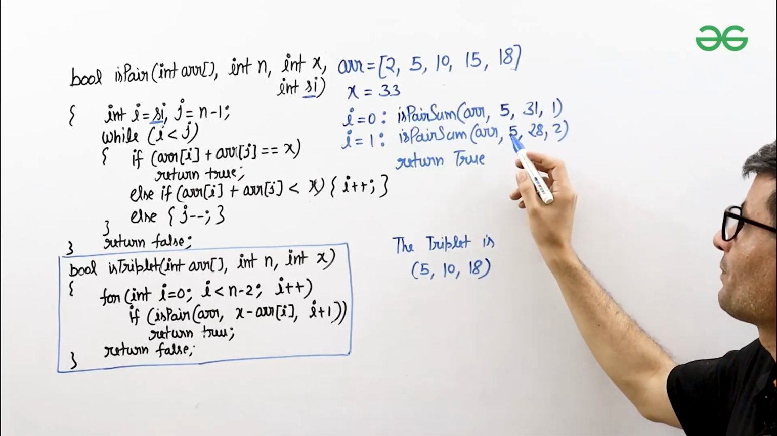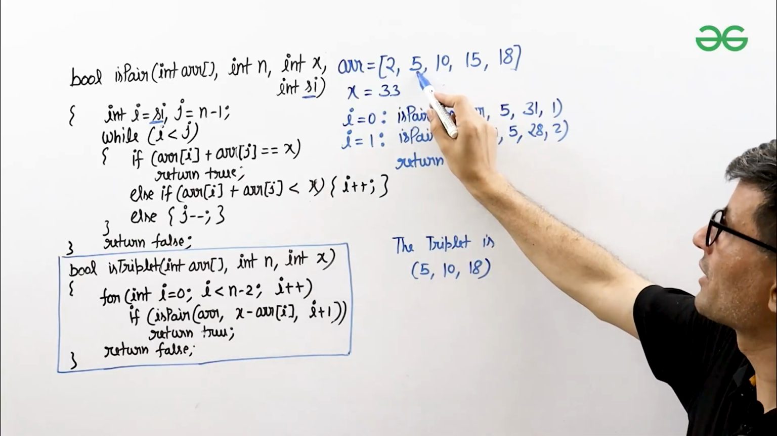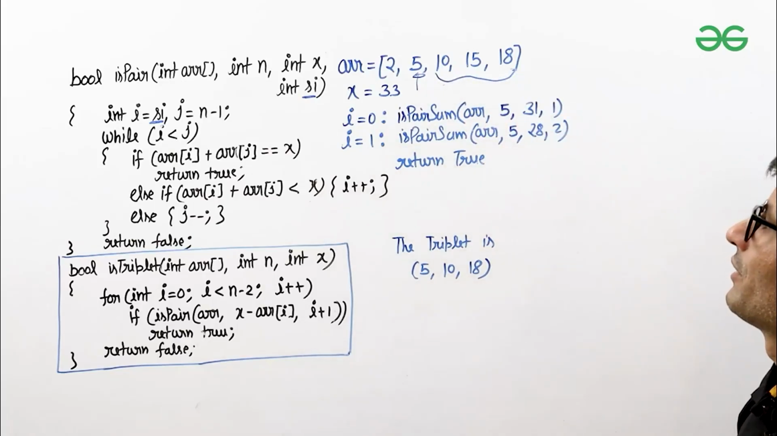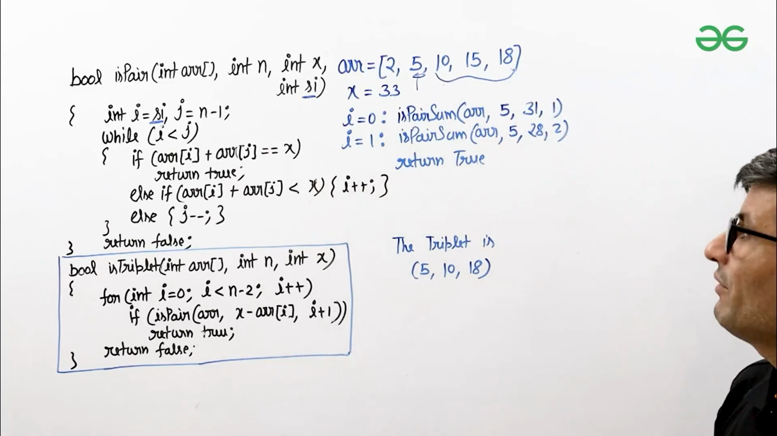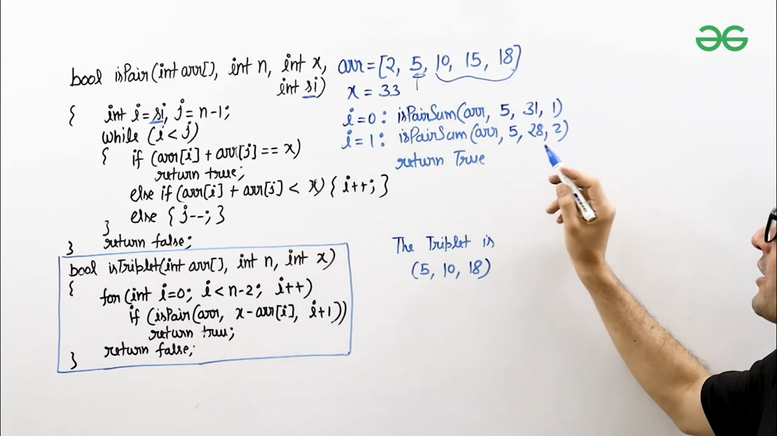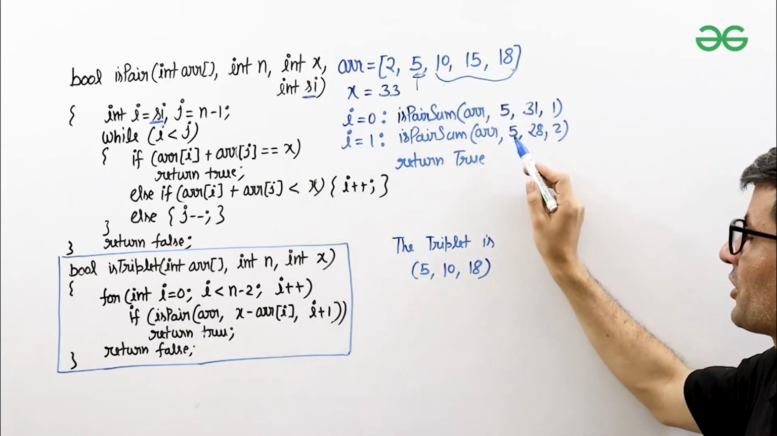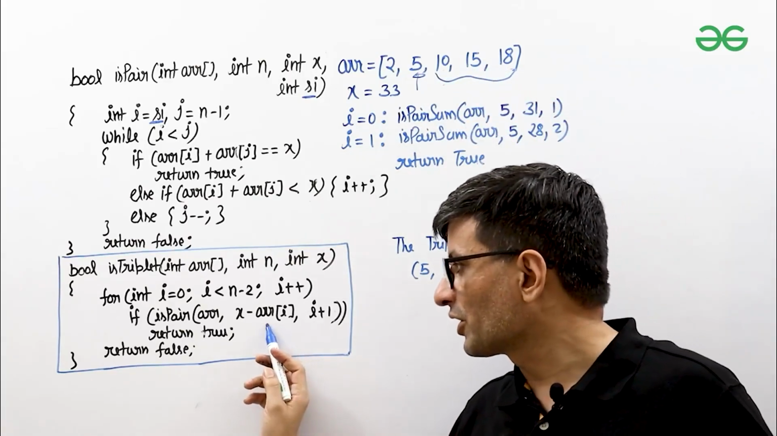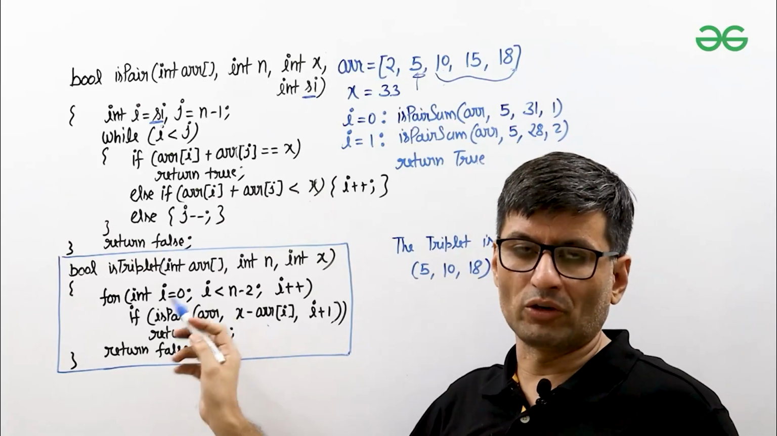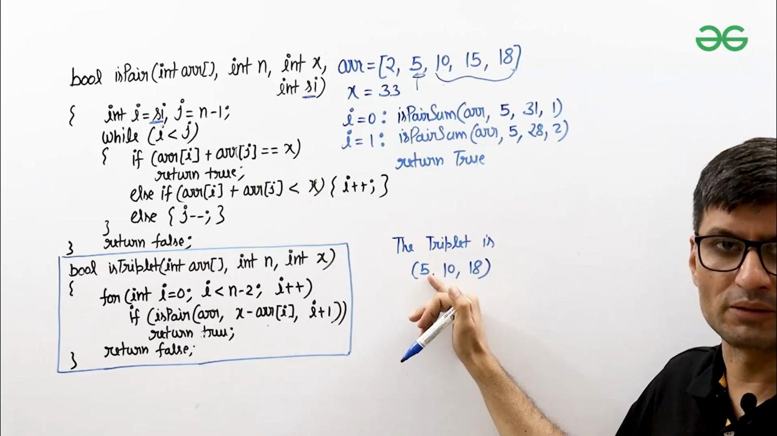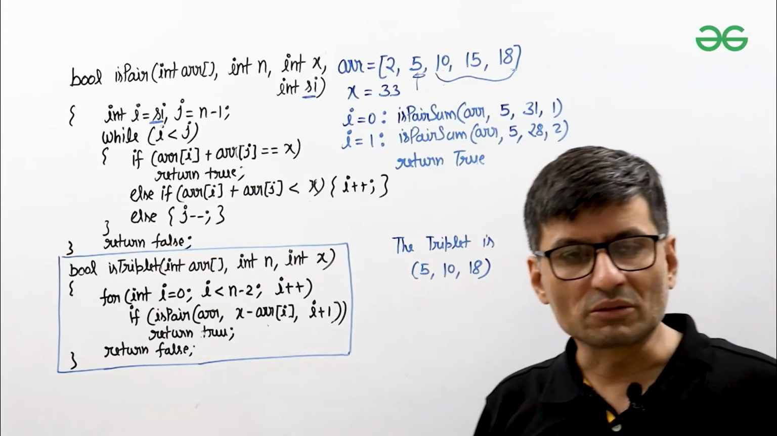In the next iteration, we have this value as 5, right? We call for the right side of it with sum 33 minus 5, 28, right? And this time we find a pair with sum 28. The pair is 10 and 18. So this function returns true. And as soon as this function returns true, we immediately return true, right? We don't proceed further. So we return true from this function. We find the triplet with sum 33. So this is the simple implementation.